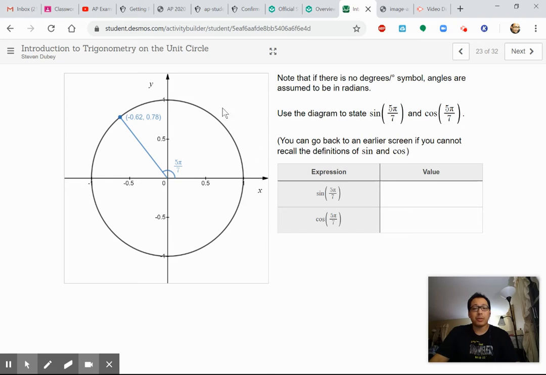We're going to go back to the sine and cosine of this angle. So what's the sine of this angle and what's the cosine of this angle? Remember, sine is the y-coordinate. So 0.78 is our sine of 5 pi over 7. And our cosine is the x-coordinate, so it is negative 0.62.